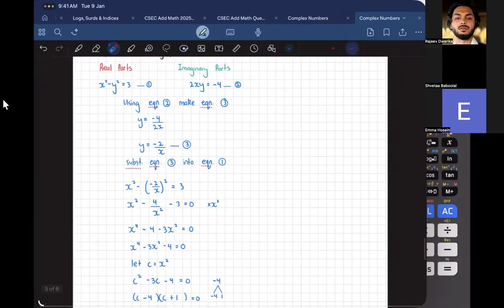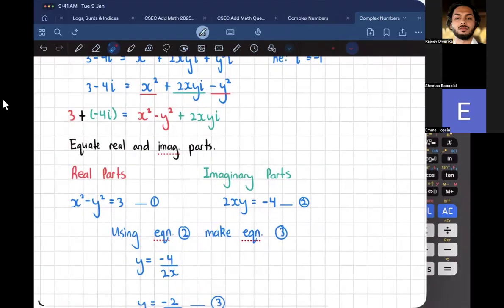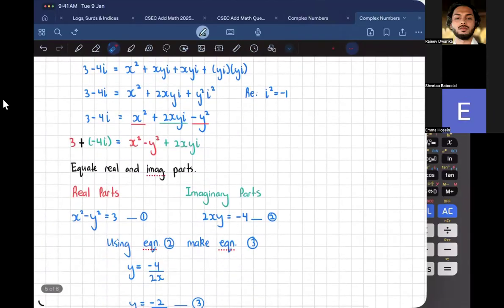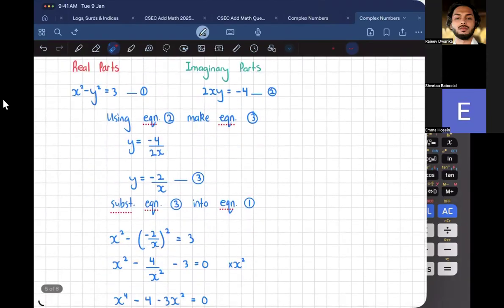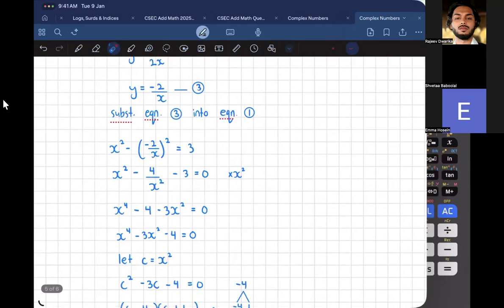Let me check back. I don't think we did anything wrong. So we said the real part was x squared minus y squared, which is equal to 3, and 2xy is equal to minus 4. So y is minus 4 over 2x, which is minus 2 over x.